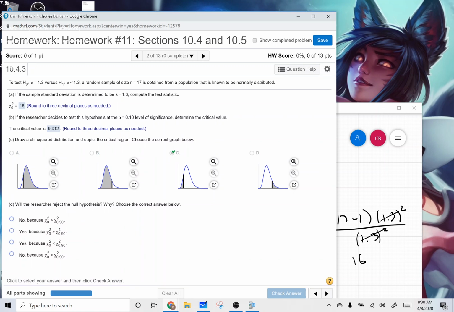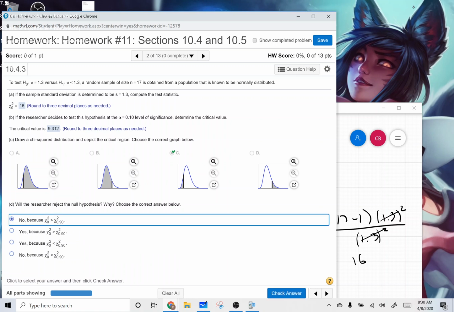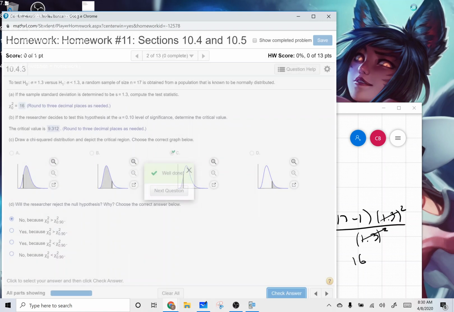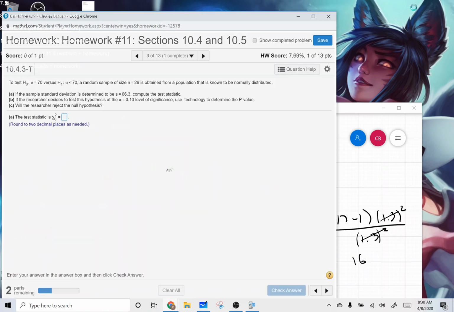Well, the value we got was 16. The critical value is 9. So that means this X naught is bigger than chi of 9.0. So will they reject it? No, because chi naught is greater than the critical value. Okay, so that's just the case when it's that.